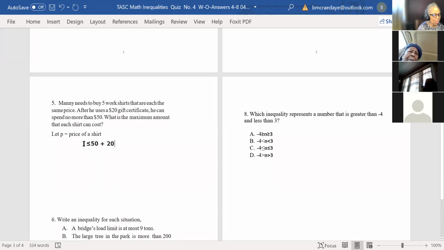Do we call it a shirt? No, we call it a P, right? So what do I put here, Vanessa? You put a P there. How many? 5, that's right. So I put 5P, because he needs to buy 5 shirts all at the same price. P is the price of a shirt.